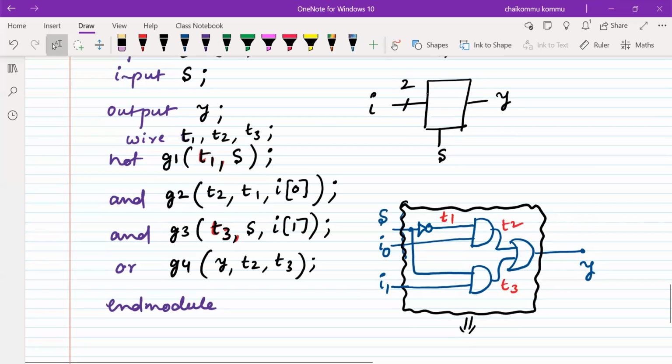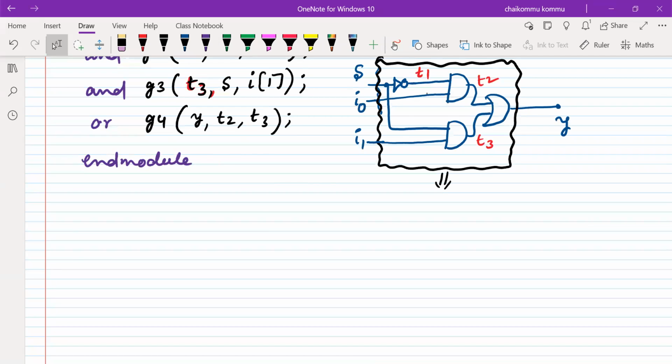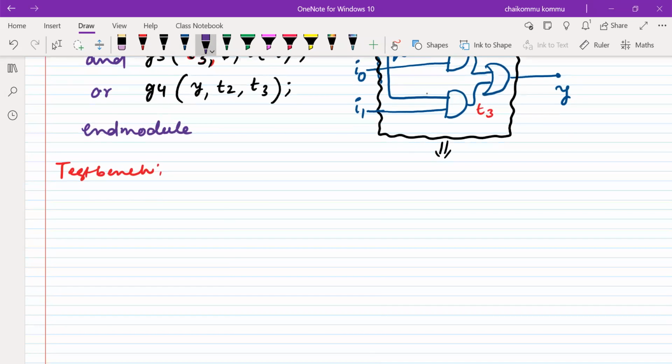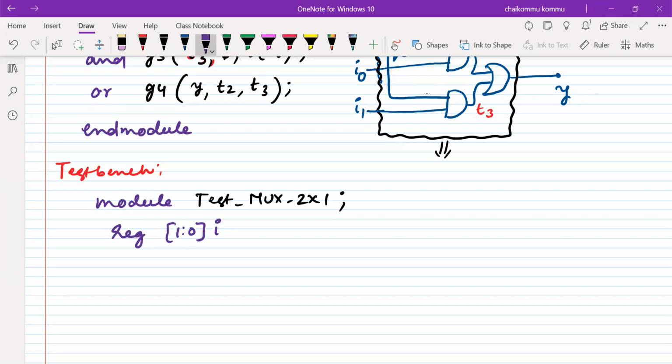Shall we write the test bench quickly? Test bench. Let us write the test bench module test_mux_2x1. For example, the register types are 1 down to 0 of I. Next, another register.